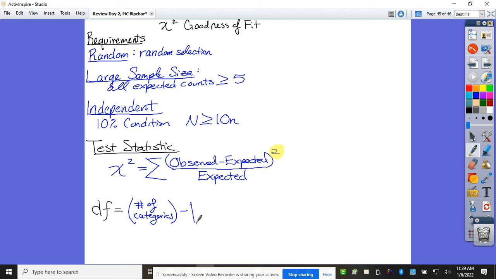You didn't do degrees of freedom for sample 2 for means, did you? No. So this is the first one we dealt with that required the degrees of freedom.